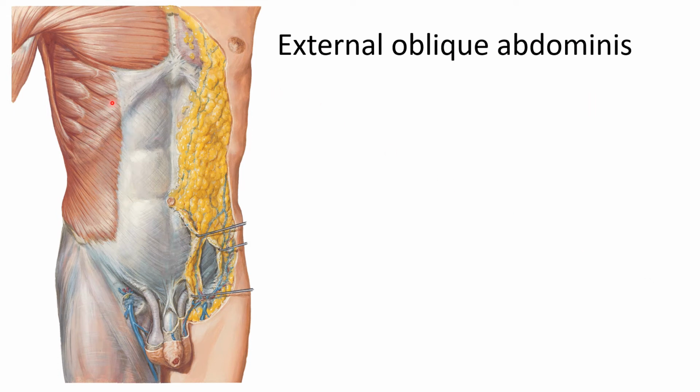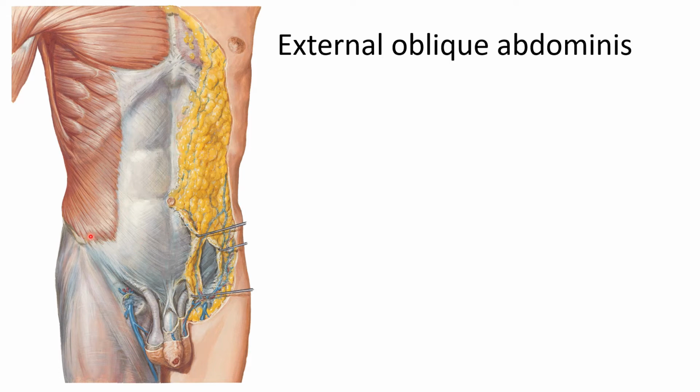This external oblique abdominis arises from the lower 8 ribs, and the muscle fibers extend forwards, downwards and medially, as if you keep your hands in your pocket. It forms the aponeurosis, which extends medially and joins at the linea alba, and it joins with the opposite side aponeurosis of the external oblique abdominis.